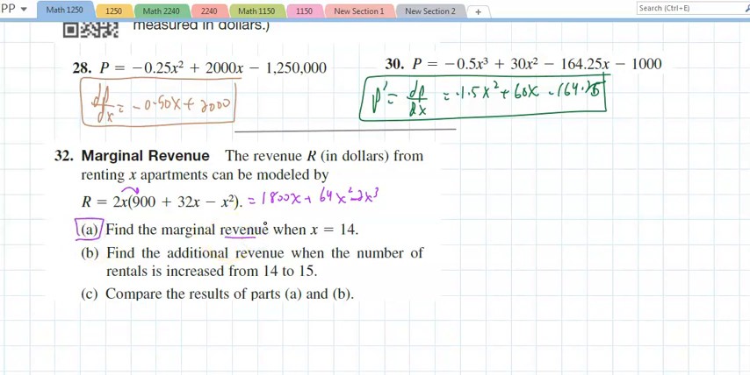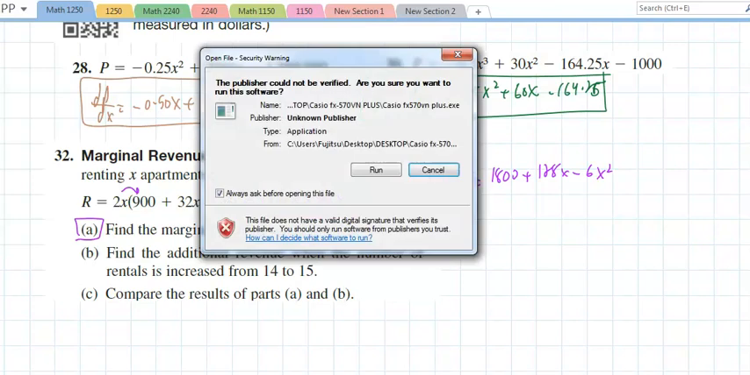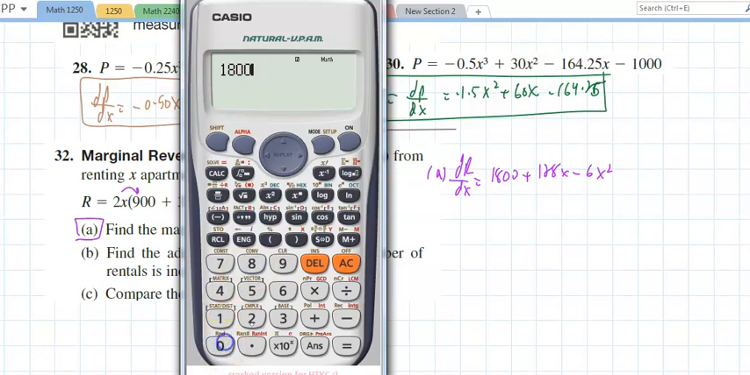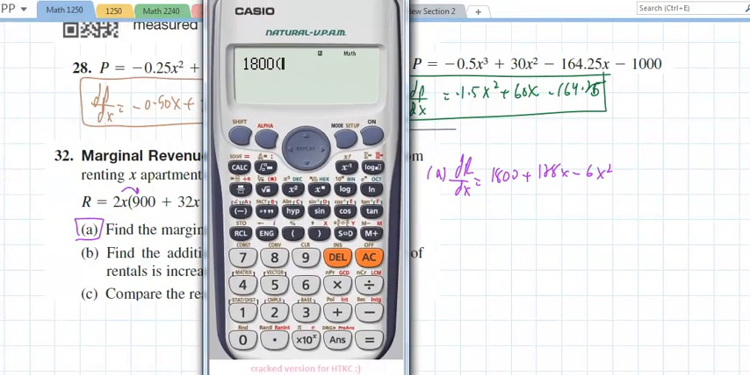Part A, which is the calculus. Find the marginal revenue. How do you find marginal revenue? You take the change of R with respect to x. The derivative is 1800 plus 2 times 64, 128x, minus 2 times 3, which is 6x squared. When selling 14 units, I need my calculator. Luckily, I have one of those, and here it is. What is 1800? And how many units? 14 units.